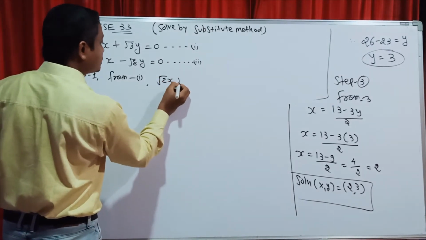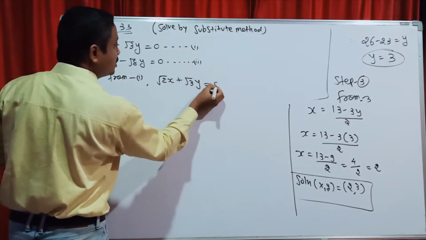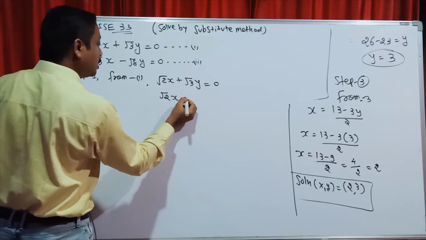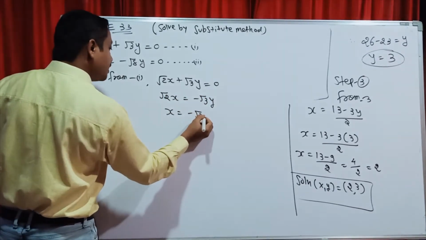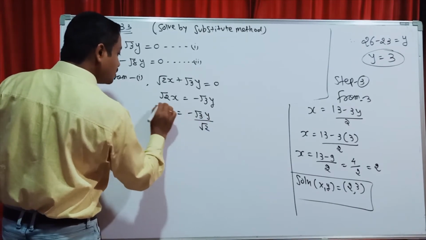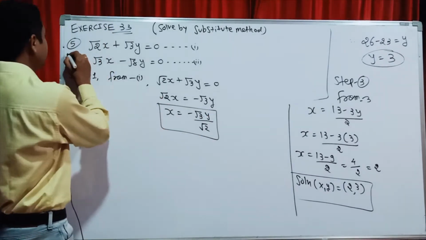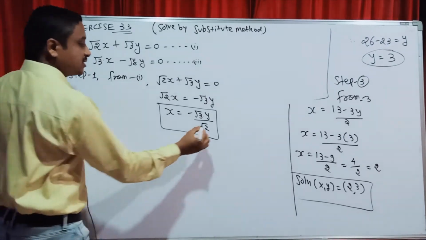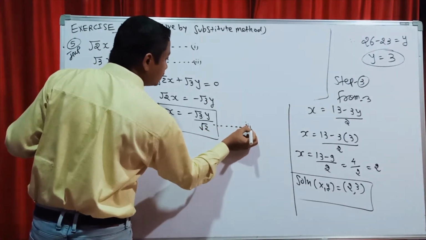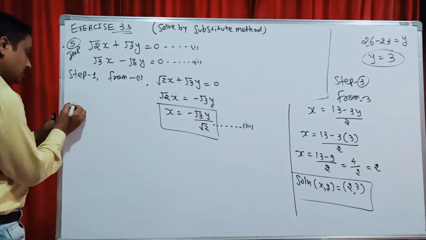Root 2x plus root 3y is equal to 0. Surely root 2x is equal to minus root 3y. So what is x? Minus root 3y by root 2. Students, this sum is also IMP for board level and it's an IMP question. Here apply equation number 3. Now step 2.